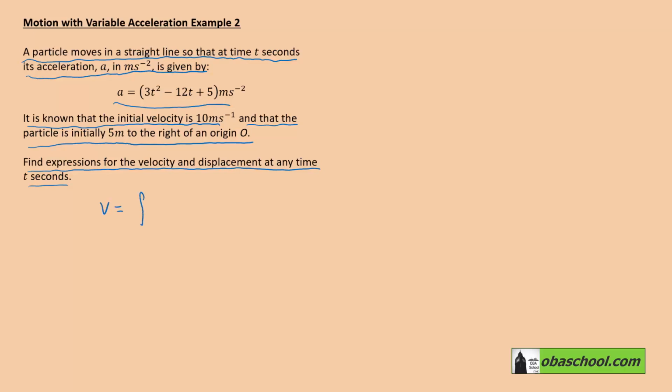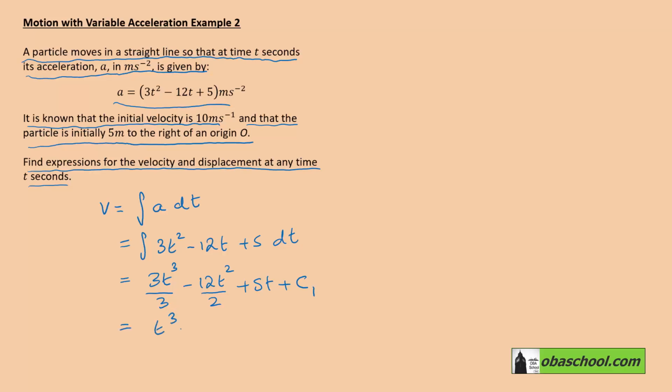Well, we know velocity is the integral of acceleration. So that's going to be the integral of 3t squared minus 12t plus 5. So that's going to be 3t cubed divided by 3 minus 12t squared divided by 2 plus 5t plus some constant, which I'll call c1. And then if we tidy that, that's t cubed minus 6t squared plus 5t plus c1.